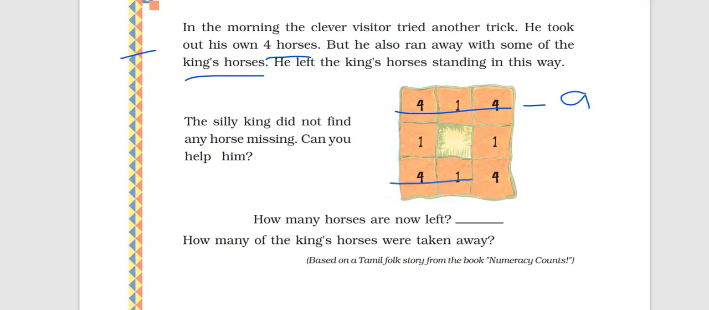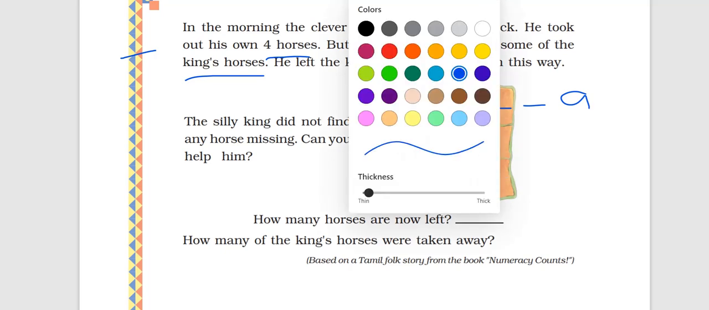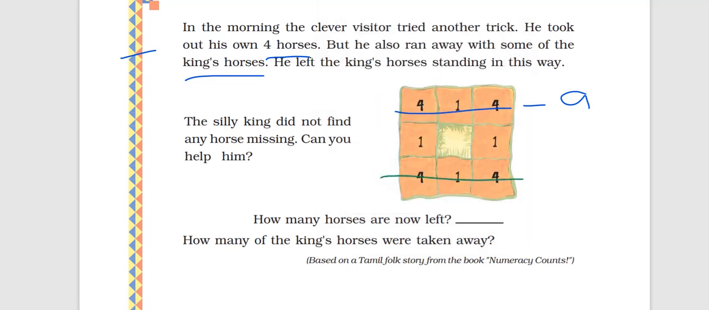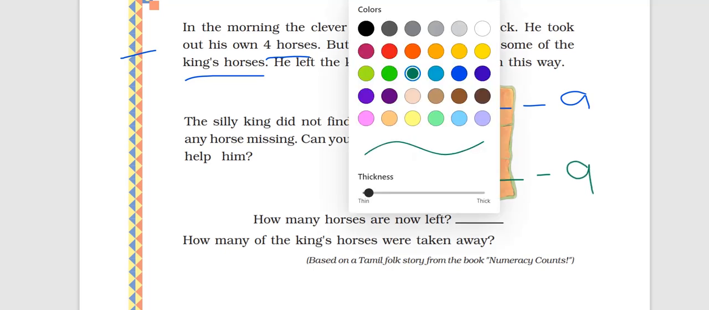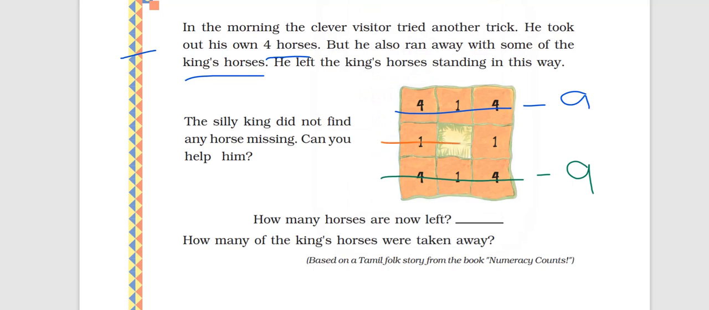4 plus 1 plus 4, just want to use a different color. Okay. 4 plus 1 plus 4 is 9. Okay, I'll use another color. 1 plus 1 is 2. So how many horses are left now in the stable? 9 plus 9 is 18 and 18 plus 2 is 20. Right? There are only 20 horses now.